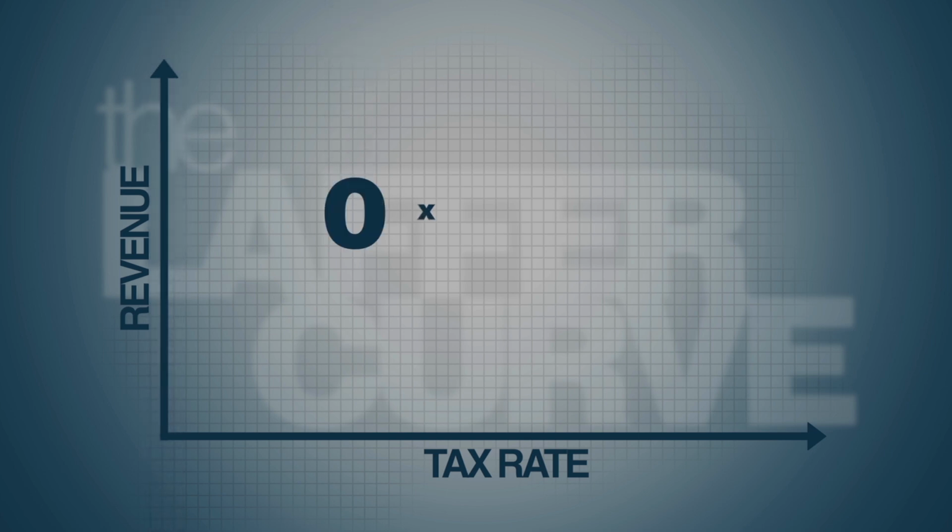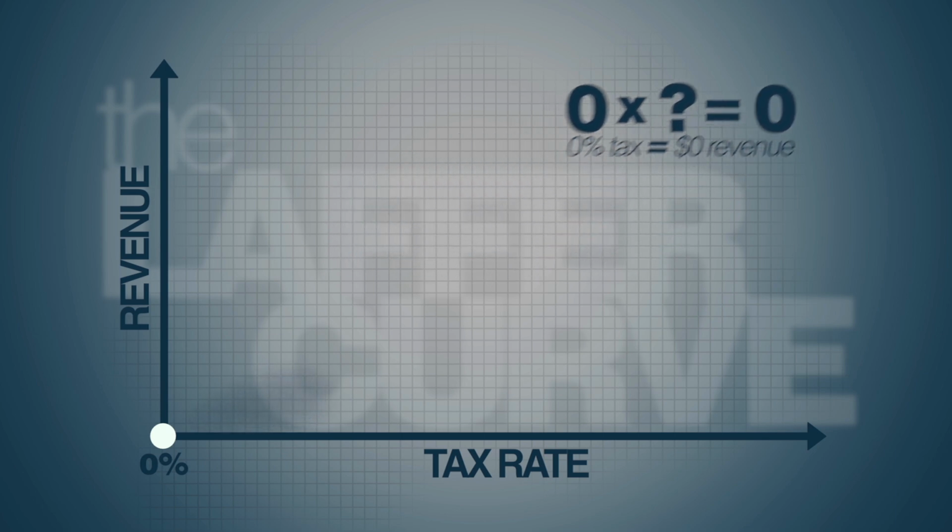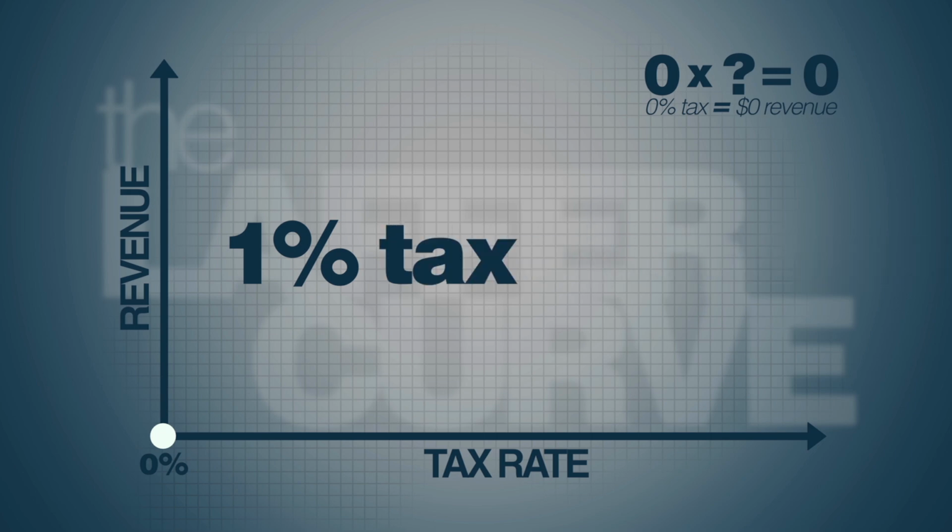First, because 0 times any number is 0, if the tax rate is 0, then the government receives 0 revenue. Accordingly, 0, 0 is our first point on the curve. Now suppose the government chooses a very small tax rate, say 1%. The government will then begin to receive some revenue from citizens. This means that another point in the curve must be something like this.